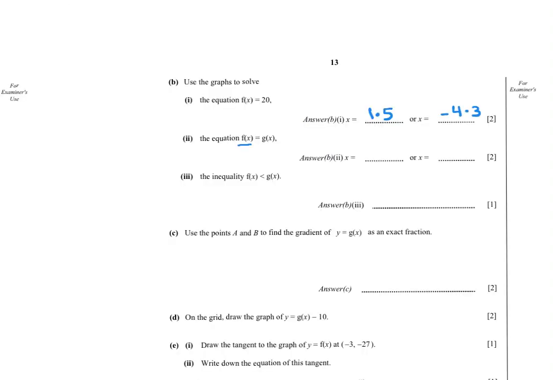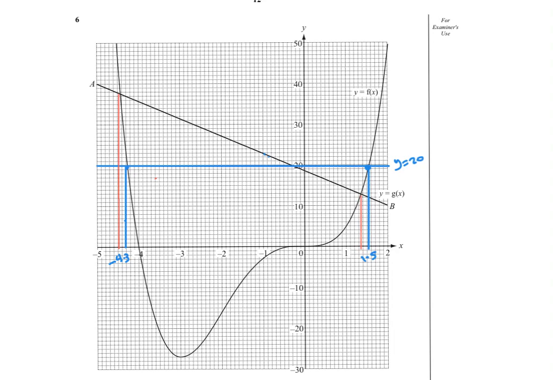Next one, when f(x) equals g(x). f(x) equals g(x) when the curve and the line intersect. Then find the x coordinate of the intersection point. Now this is the intersection point, this is the first point, and this is the second point. The f(x) and the g(x) intersect at this point and that one. Find the x coordinate for the intersection point.